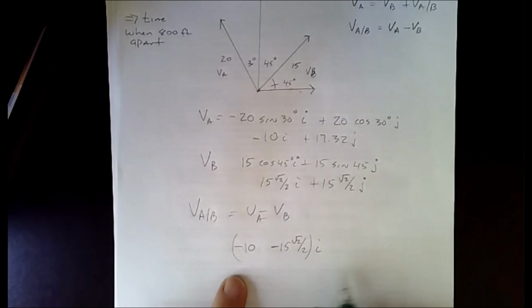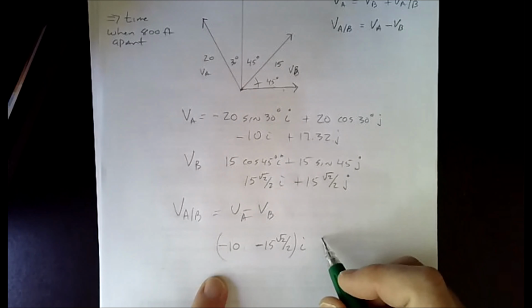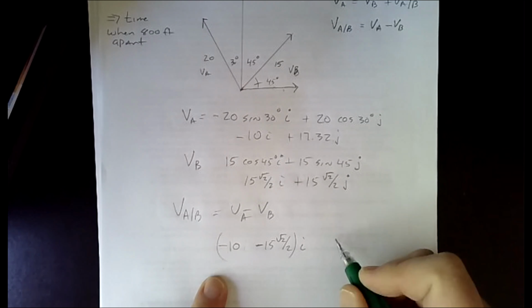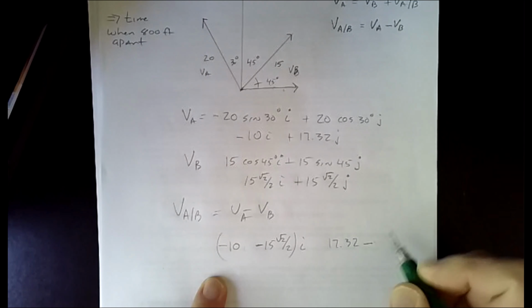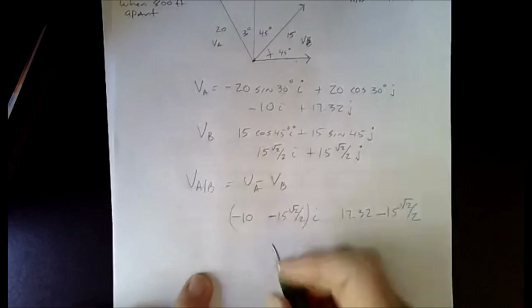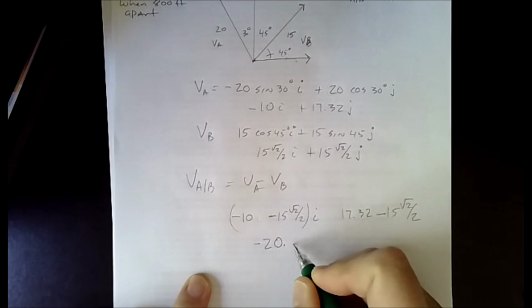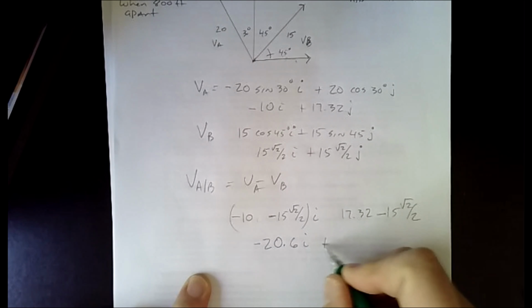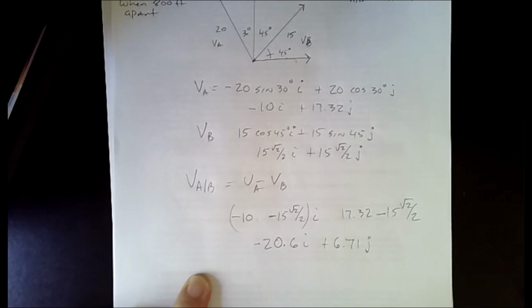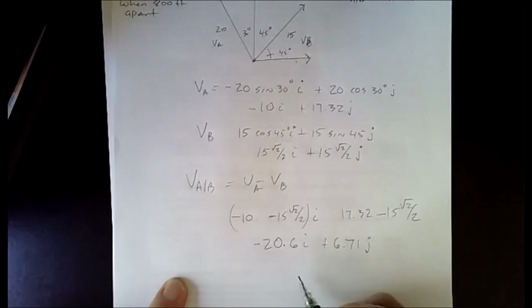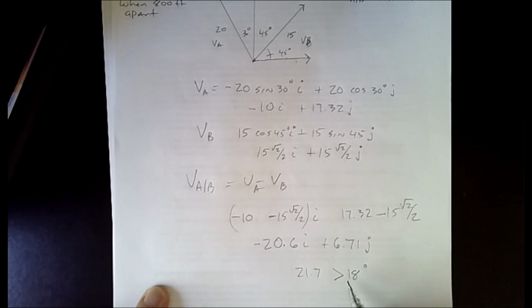Okay, so then we're going to do that, and then we're going to say 17.32 minus 15 times the square root of 2 over 2. And so we end up with essentially a negative 20.6 I plus 6.71 J. And so we can then find the magnitude, and it turns out to be 21.7 at an angle of 18 degrees roughly, if we take the square root and then use the tangent to find the angle. And so that tells us 18 degrees.